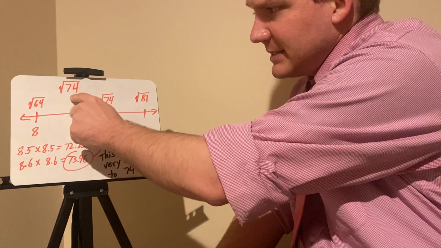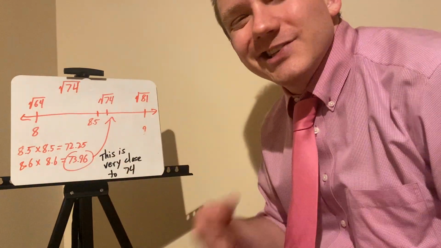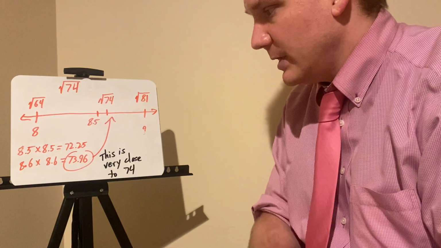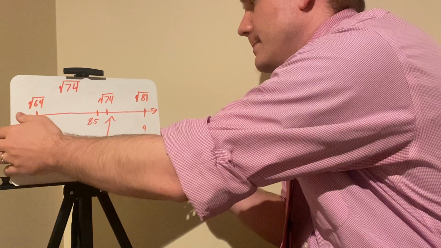So I could say that the square root of 74 is approximately 8.6. It's close, but it's actually an irrational number that you can't actually write down, but we would say it's approximately 8.6 for the purpose of comparing.